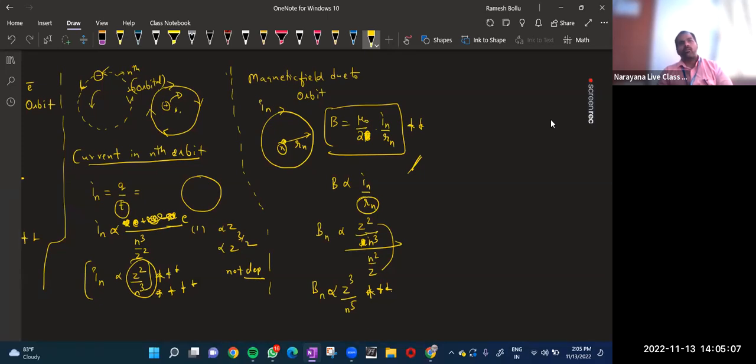Current I is equal to Z square e by n cube. Not understood? Current equal to? Okay, the current proportion relation I substituted here.